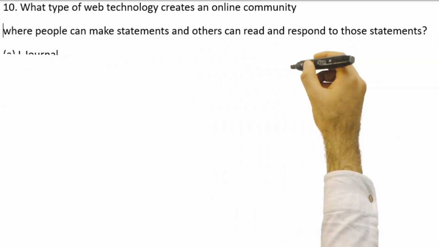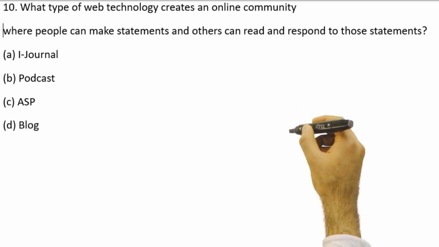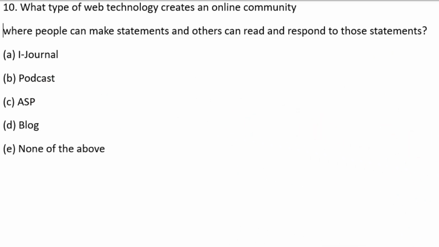What type of web technology creates an online community where people can make statements and others can read and respond to those statements? A. iJournal. B. Podcast. C. ASP. D. Blog. Answer is D. A blog is a regularly updated website or web page, typically one run by an individual or small group, that is written in an informal or conversational style.